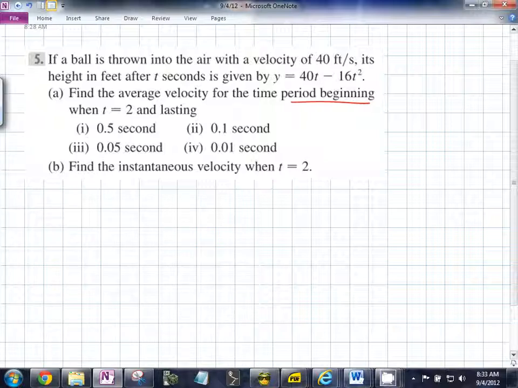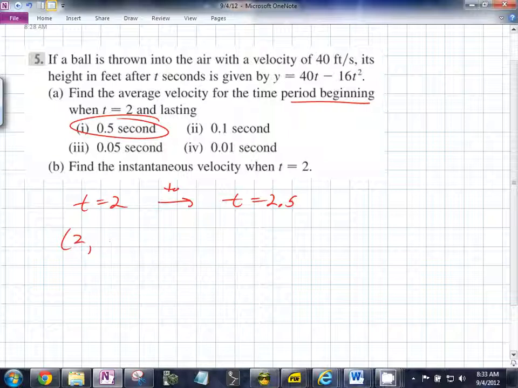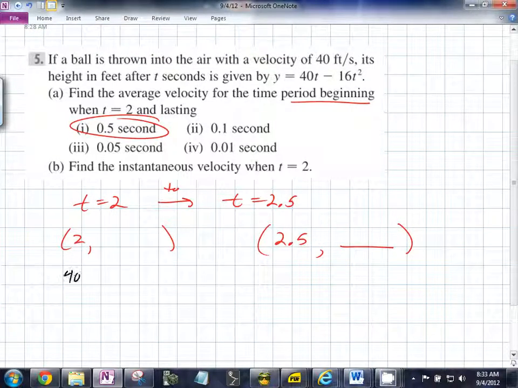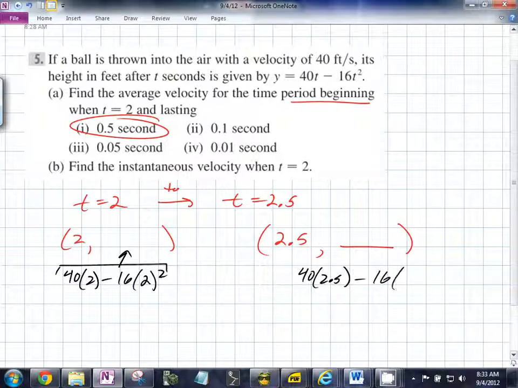So you're going from time equals 2, and if it lasts 0.5 seconds, what time period are you going to? 2.5. To t equals 2.5, right? So it's t 2 comma something, 2.5 comma something. How do you find the something? Plug in. Yeah. 40 times 2 minus 16 times 2 squared goes right here, right? And what goes right there? 40 times 2.5 minus 16 times 2.5 squared.